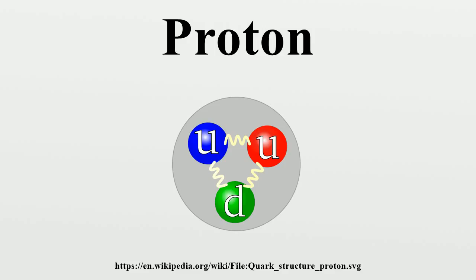The number of protons in the nucleus is the defining property of an element, and is referred to as the atomic number. Since each element has a unique number of protons, each element has its own unique atomic number.